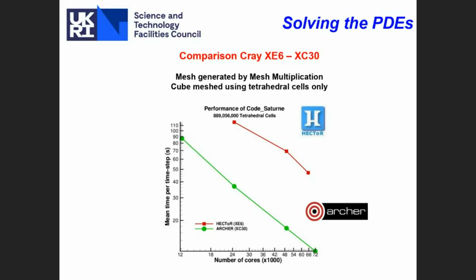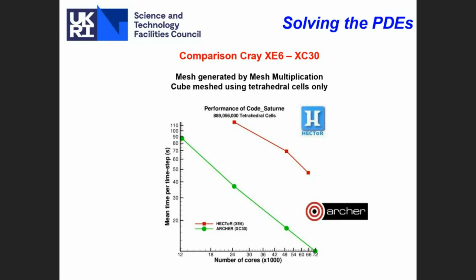Now, I don't have the results on ARCHER2 because the machine is not fully installed yet, and we would like to have the results on the full machine. But this is a comparison between Archer, which was just decommissioned, and the machine before, and we were going 2 to 3 times faster.